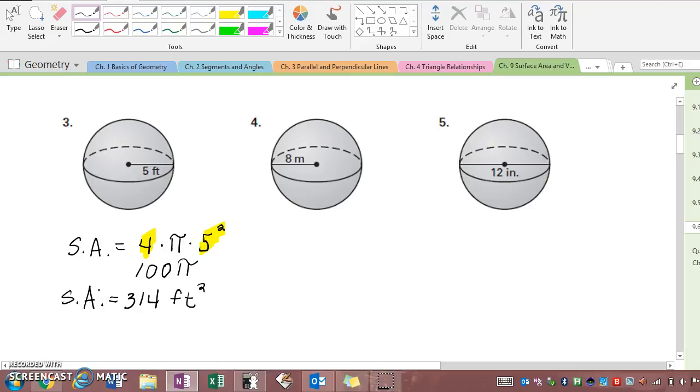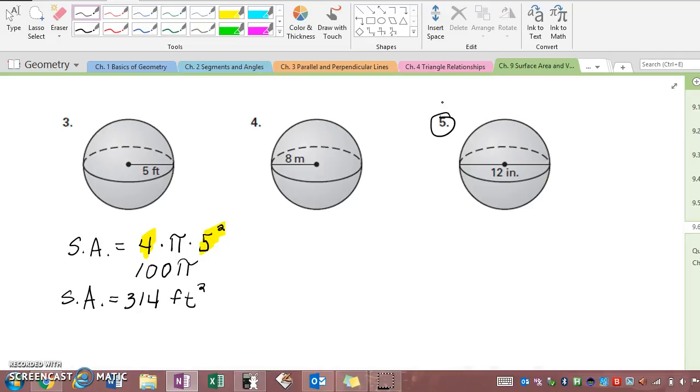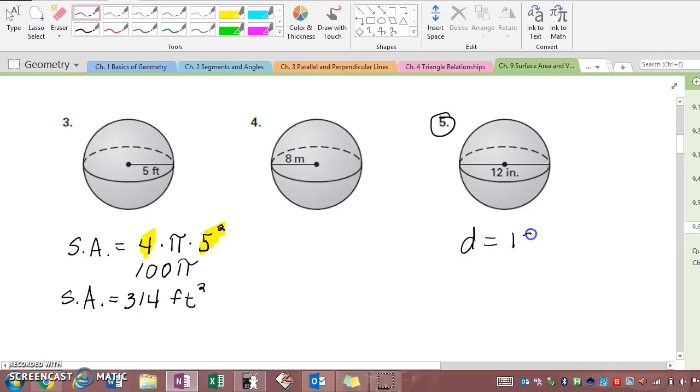So you can do number 4 on your own, but what's different about number 5? Let's work on number 5. You have to see what information you're given. And 12 inches represents what? The diameter. So we know the diameter is 12 inches. The diameter goes all the way across the circle through the middle.